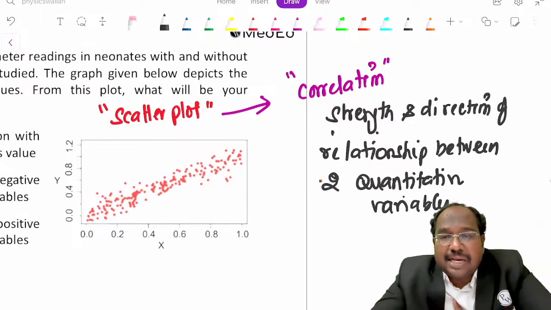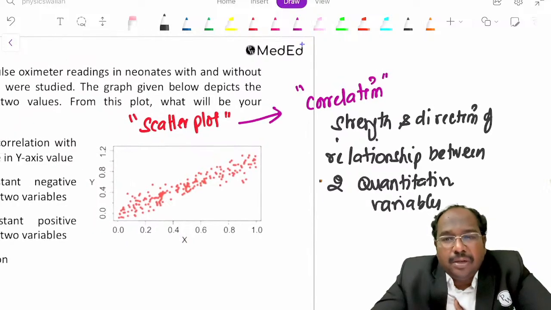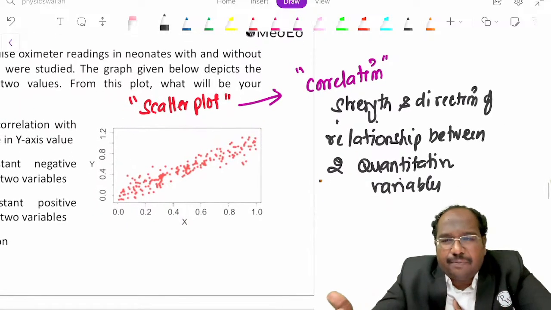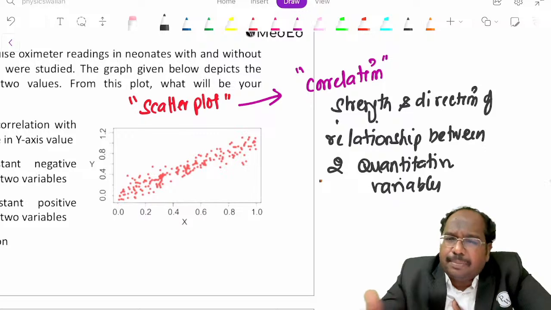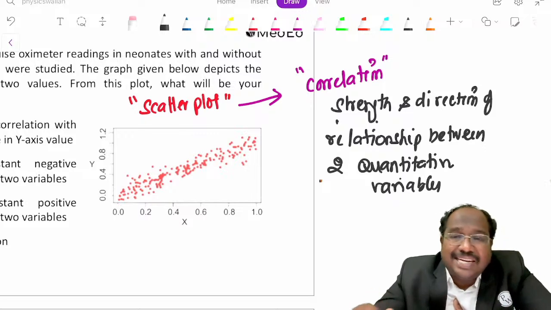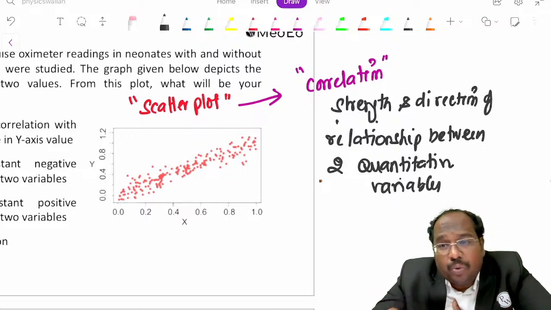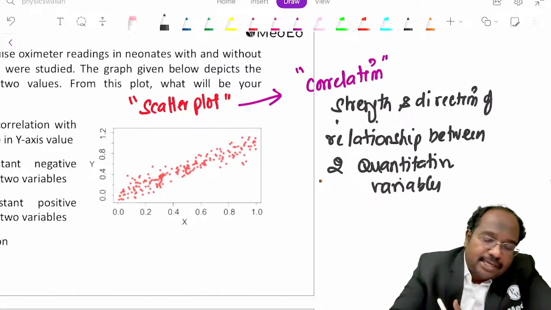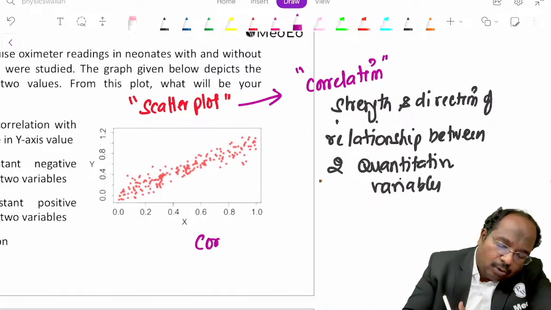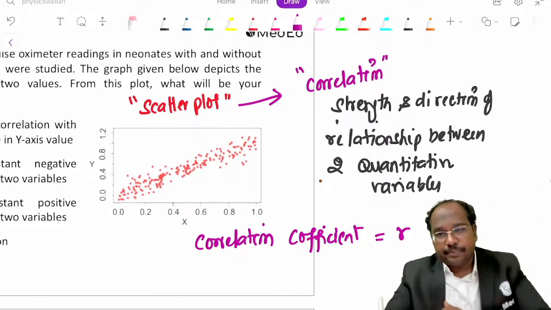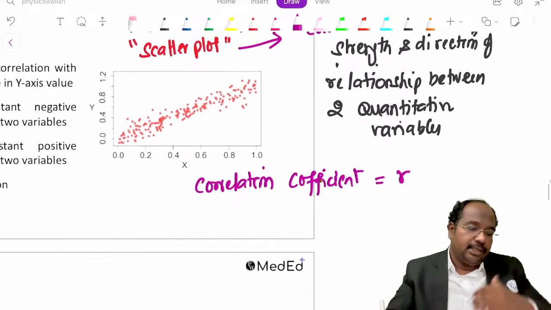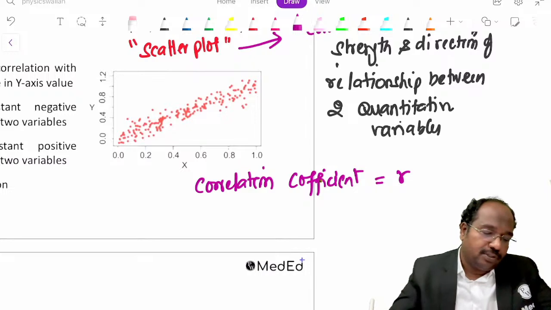It will tell you the strength and direction of relationship. Age and body weight, you take it. Age and blood pressure. So strength and direction of relationship between two quantitative variables is expressed by the correlation coefficient, that is small r.